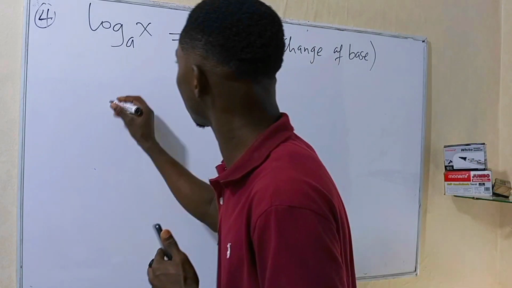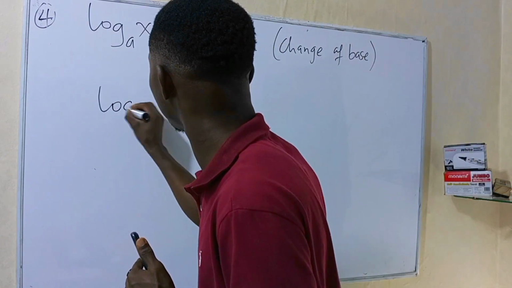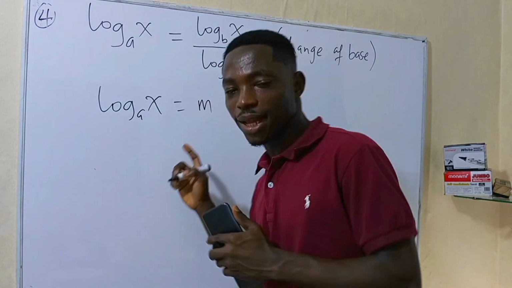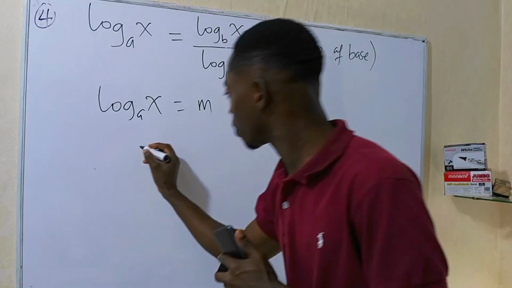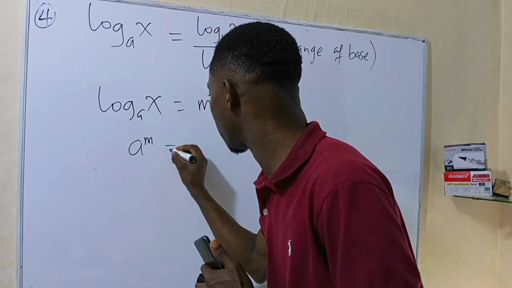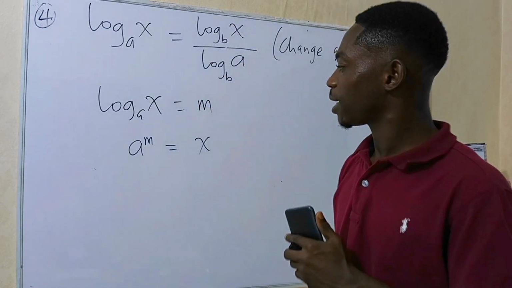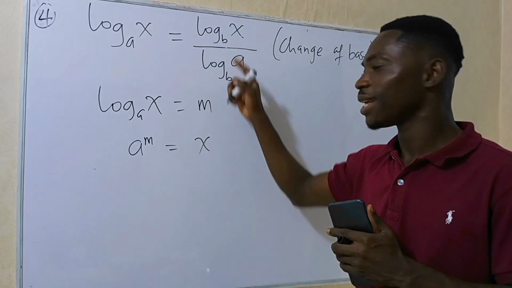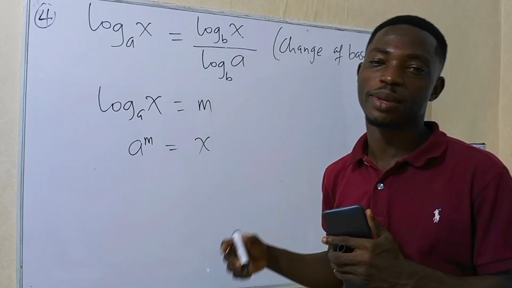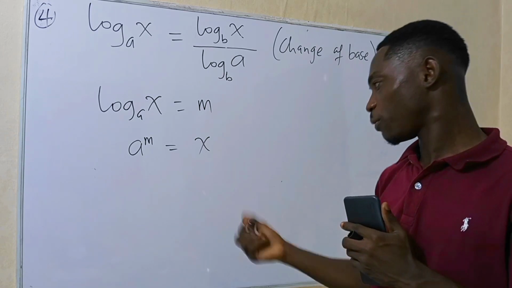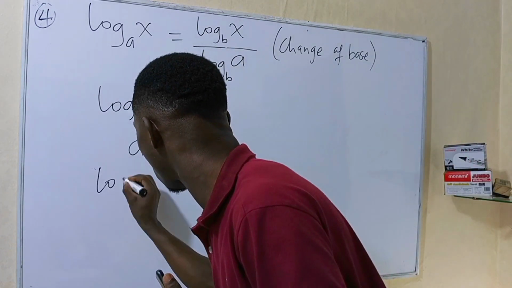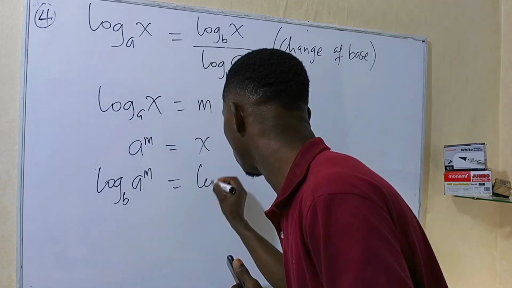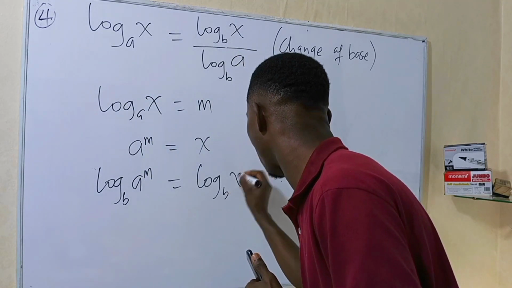First things first, let's set the left hand side to m, so log base a of x is equal to m. And to get the exponential form from this one, it is going to be a to the power m is equal to x. Easy. Now, we are trying to prove this right here with the base of b. Let's introduce log in base b on each side of the equation. If we do that, we will end up getting log base b of a to the power m is equal to log base b of x.